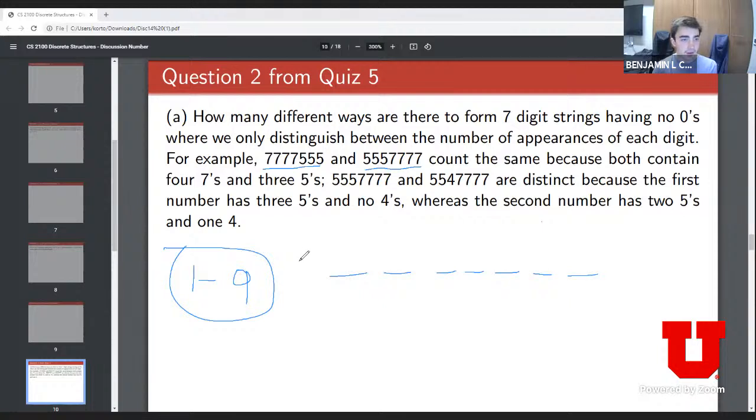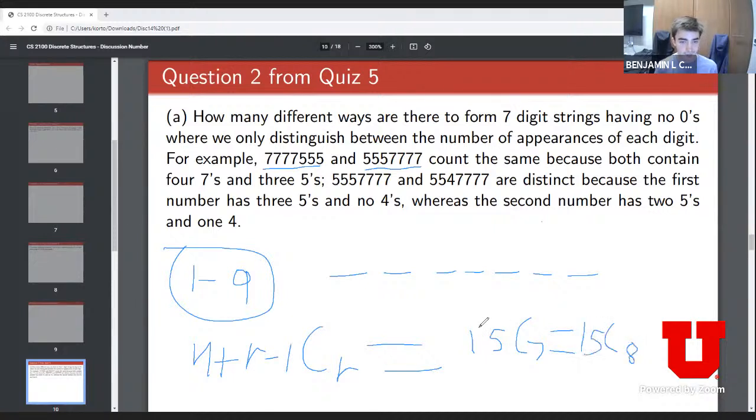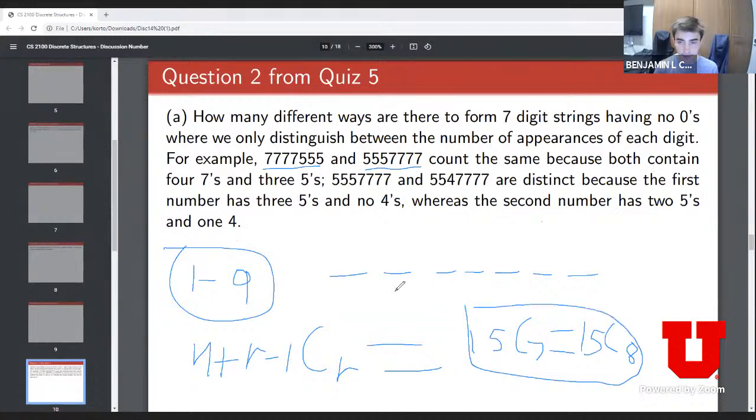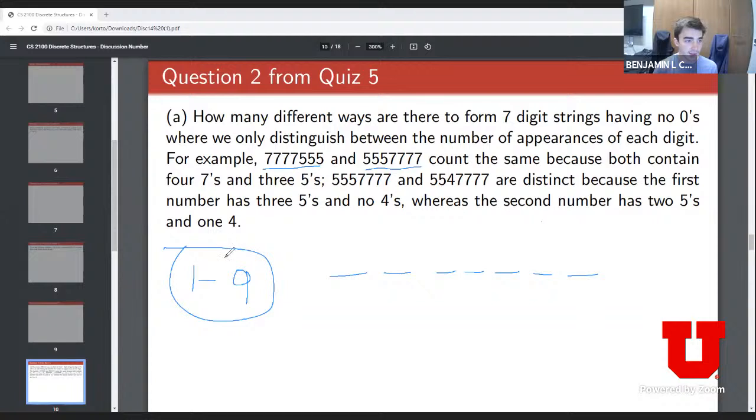So for problems like this, where you want to choose R from a set of n items where repetition is allowed, the answer would be n plus R minus 1, choose R. So in this case, the answer to this problem would be 15 choose 7. And I'll emphasize that that equals the same thing as 15 choose 8. 15 choose 8 is exactly the answer to this problem. But why? Why is the answer to this problem, choosing 7 from a group of 9 with repetition allowed, 15 choose 8?